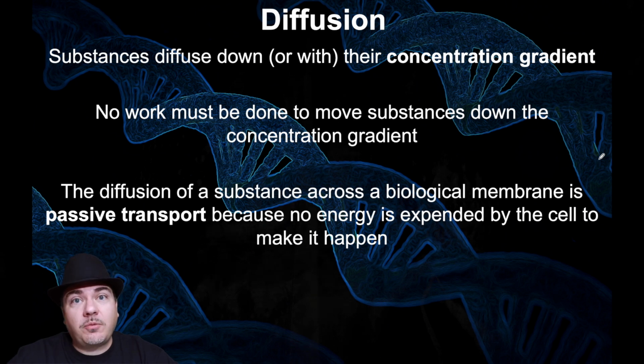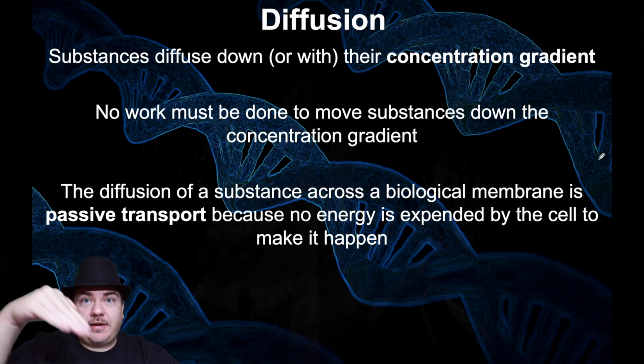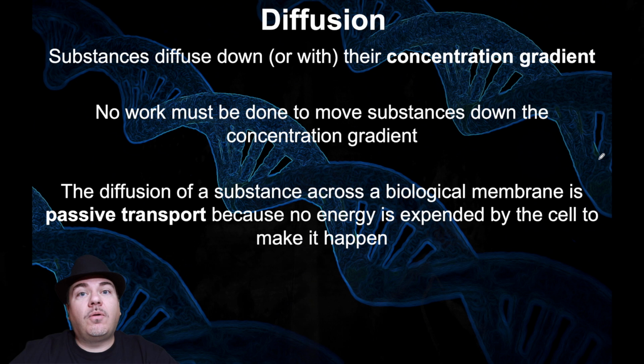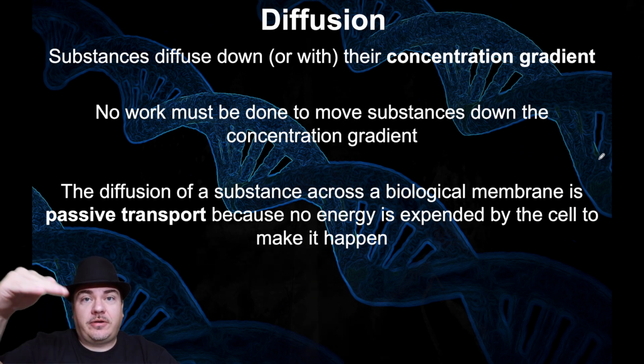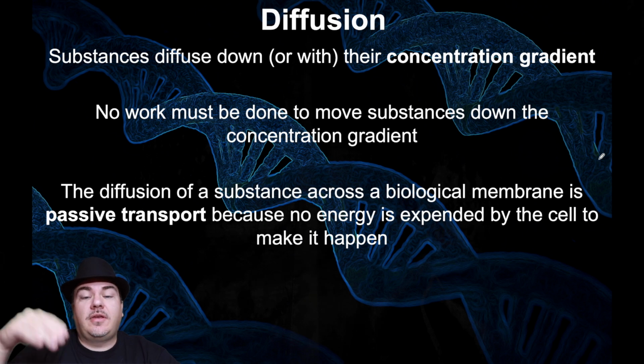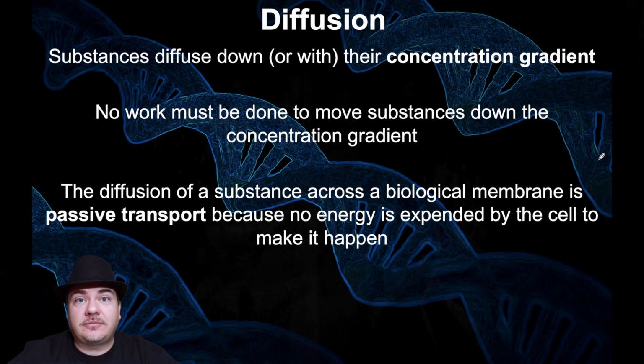Now, there's two other ways of saying that mean the same thing. You've got to know all the different phrases for how to say that. So the net direction of diffusion is from an area of high concentration to an area of low concentration. Or you can say something goes down its concentration gradient. That means from high concentration to low concentration. Or you can say something goes with its concentration gradient. That means from high concentration to low concentration. So high to low concentration, down the concentration gradient, with the concentration gradient, that all means the same thing.